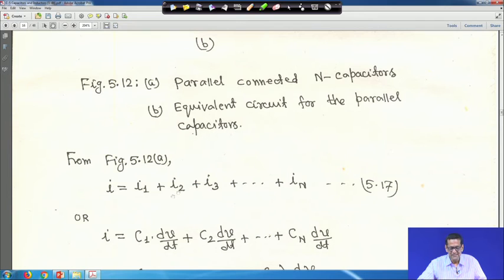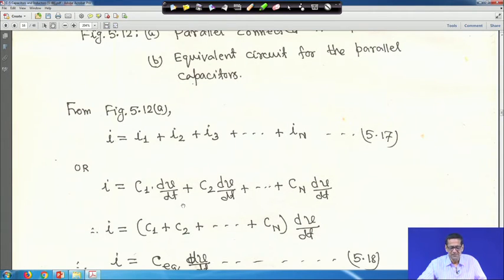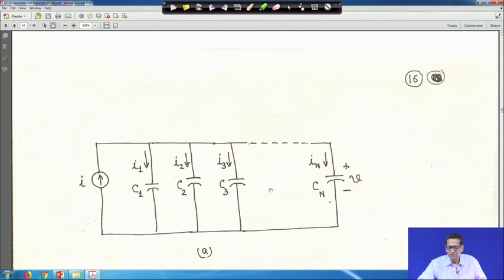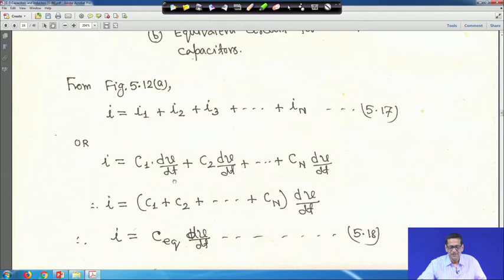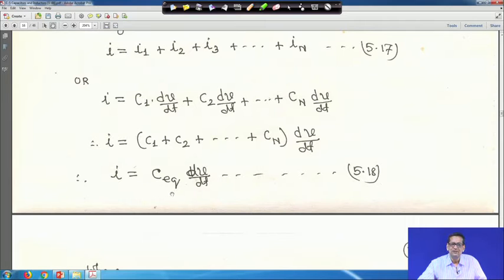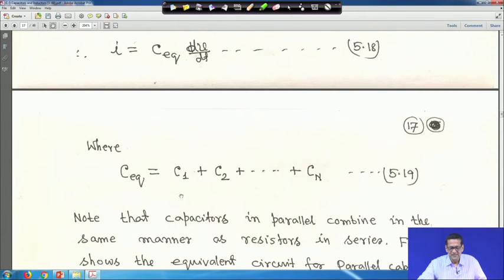So, this current I is equal to I1 plus I2 plus I3 up to In, and I1 is equal to C1 into dV by dt, because the voltages are in parallel. So, voltage V will be the same across all the capacitors. That is why it will be C1 into dV by dt plus C2 into dV by dt up to Cn into dV by dt, or we can write I equals C1 plus C2 up to Cn, times dV by dt, or I is equal to Ceq dV by dt. That means Ceq is equal to C1 plus C2 up to Cn, summed up.